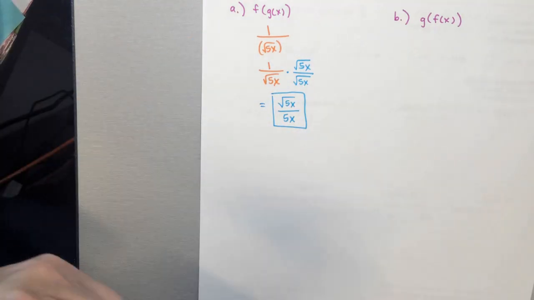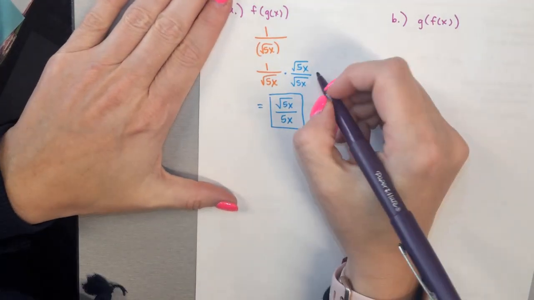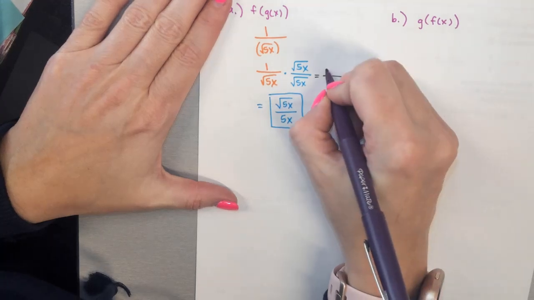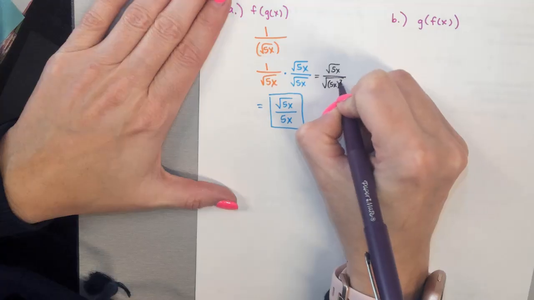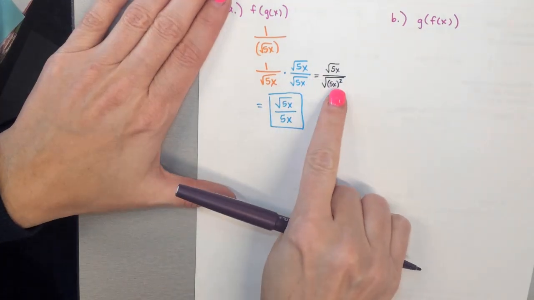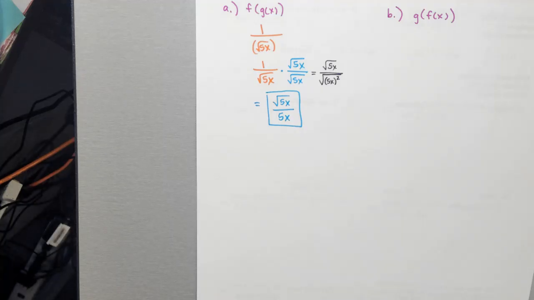Okay, and the reason why the square root of 5x times the square root of 5x is 5x is because this is what you're doing: you have the square root of 5x squared. What's the relationship between a square root and a square? They're inverses. So inverses undo the operations. That's why you're left with this.